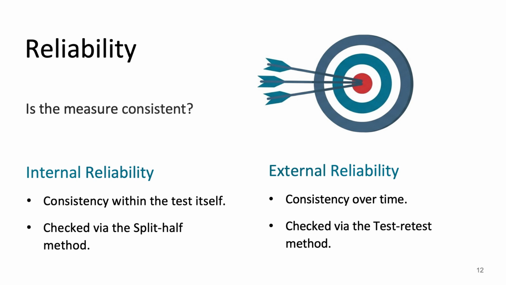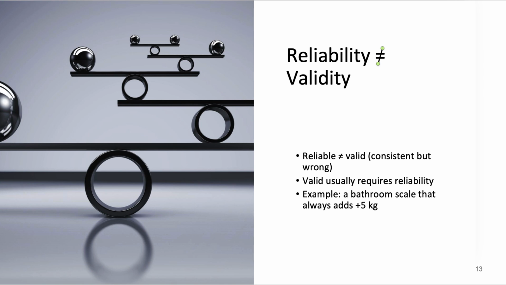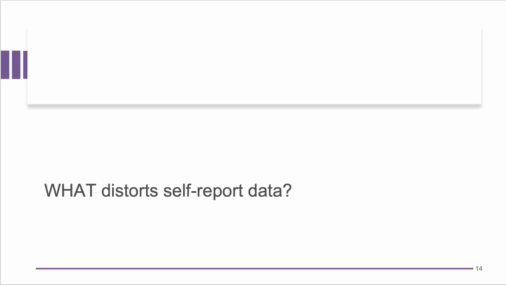It is vital to understand that a test can be reliable, but not valid. Imagine a bathroom scale that is broken and always adds 5 kg to your weight. It is perfectly reliable because it gives the same consistent reading every time, but it is not valid because the reading is wrong. In psychology, we generally find that a valid measure requires reliability, but reliability alone does not guarantee the truth. If validity is our goal, we must be aware of the noise that can get in the way.